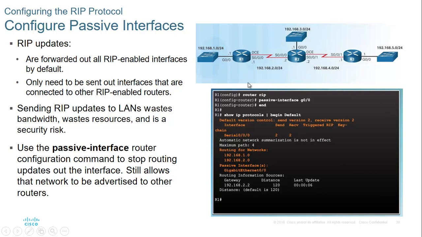Okay, so how do we do that? Very simple. Under router RIP, type passive-interface, and then you write down the interface name. So this is G0/0. Then you go back, and if you want to verify what you have done, you type show IP protocols, and then you would see here that you have a passive interface, that is gigabit 0/0.